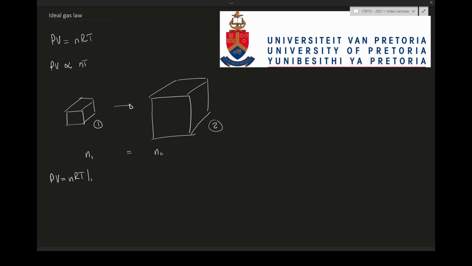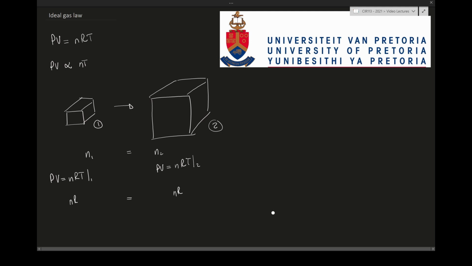Now, we know that the ideal gas law tells us that PV equals nRT at the first conditions. And we also know that there's the ideal gas law for the second set of conditions. Because R is a constant, it's the same on both sides. We have stated that n is the same on both sides, n1 equals n2. This means that nR must be equal to nR on both sides.